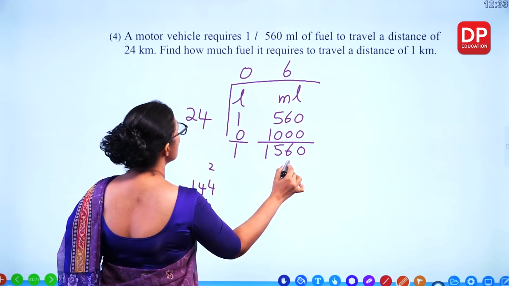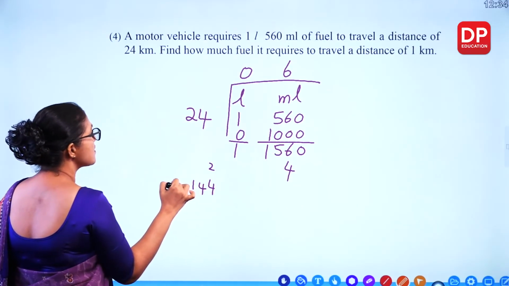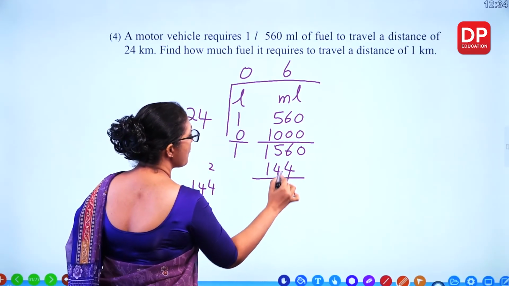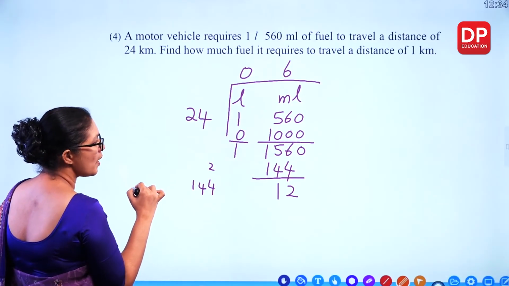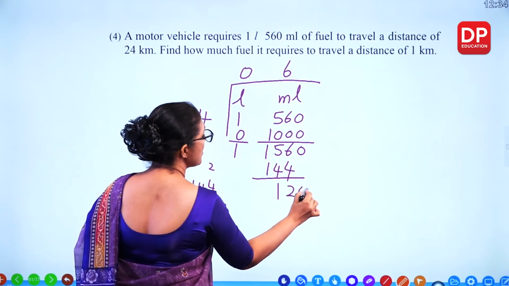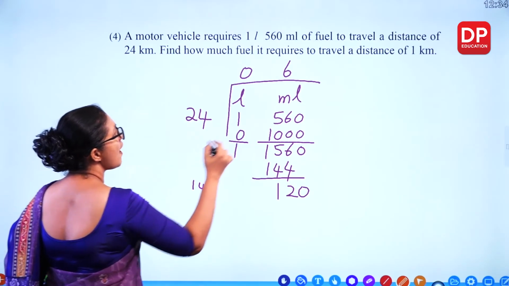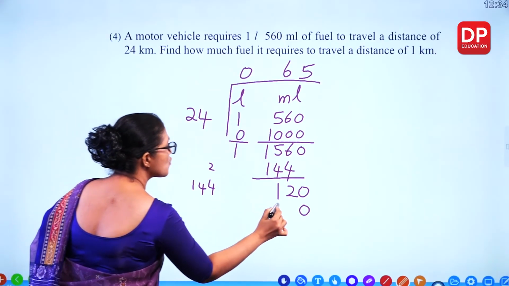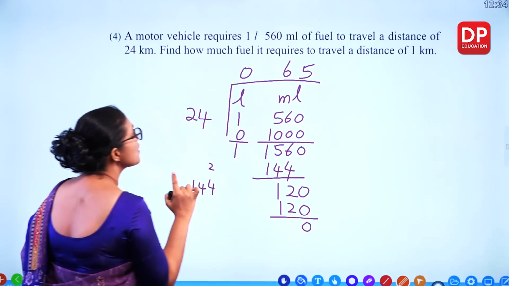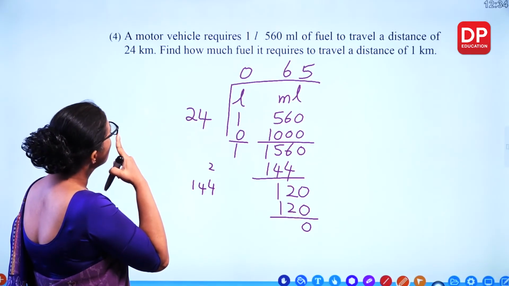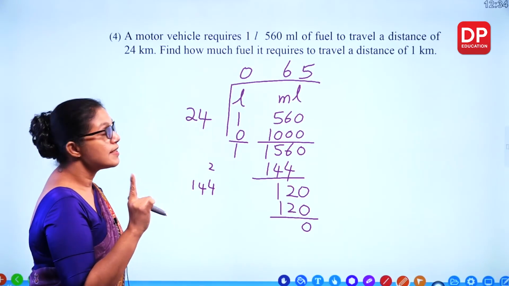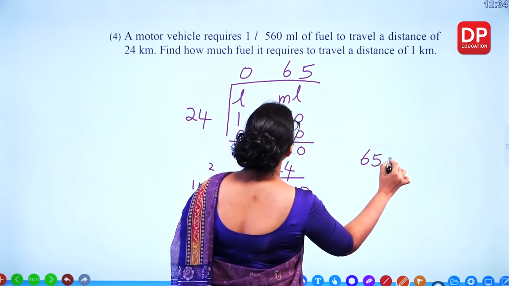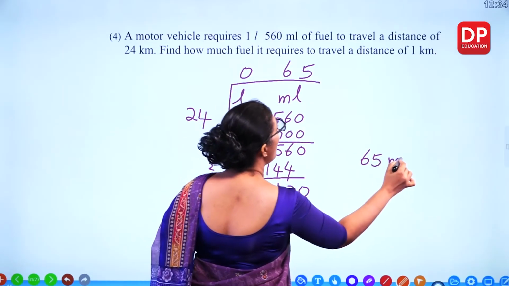So what's that? 6 times 4, 24. And 6 times 2, 12 plus 2, 14. So when you subtract, what you get? You get 12. For 120, you get 5. 5 times 4, 20. 5 times 2, 10 plus 2, 12. So what's the amount? It says how much fuel it requires to travel a distance of 1 kilometer. That's 65 milliliters of fuel.